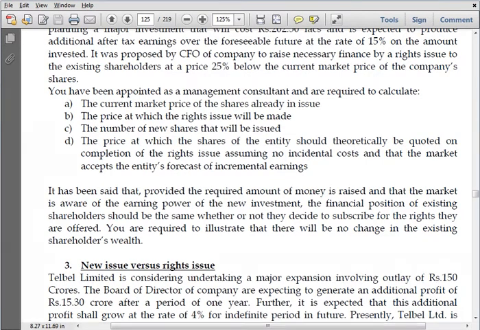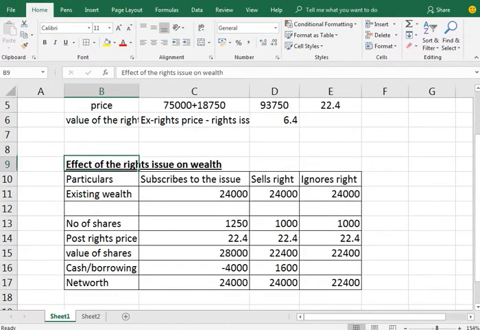If you ignore the rights issue, wealth will come down. Ignorance will lead to wealth reduction. There are no doubts on that. Either you subscribe to it or sell it. I'll do the calculation, you listen for some time. Again, we'll do all three.